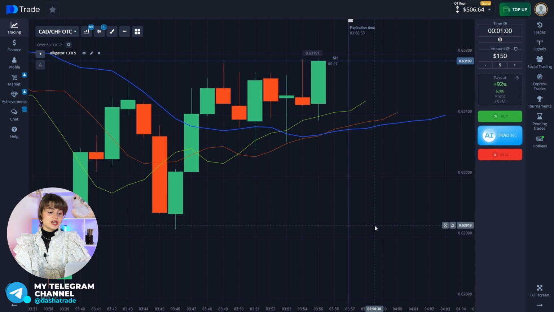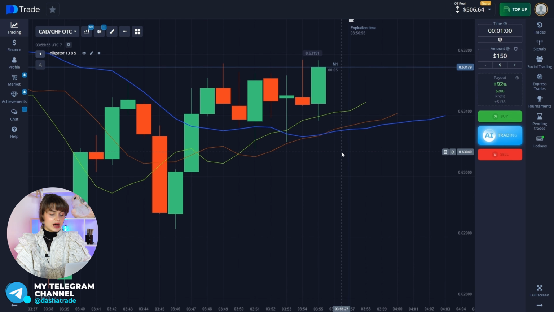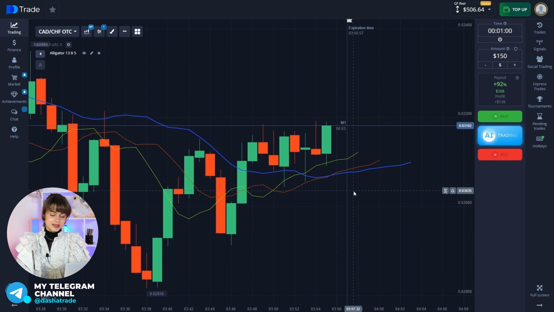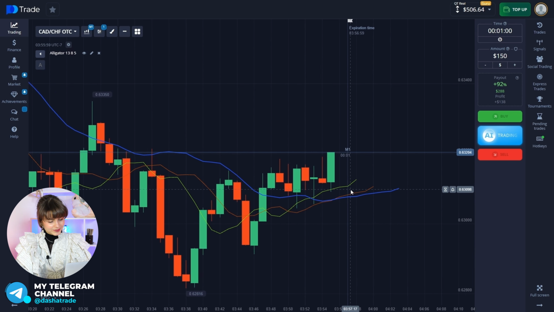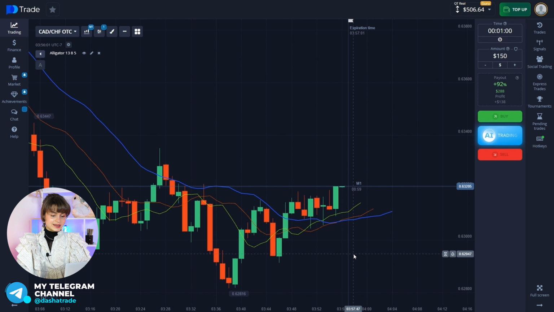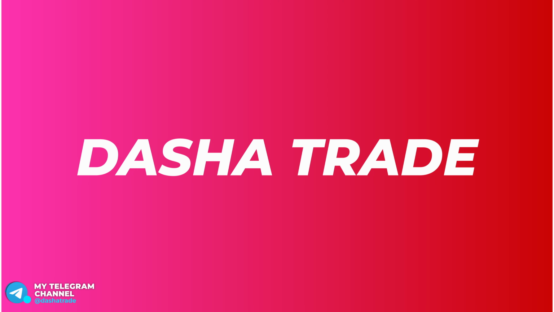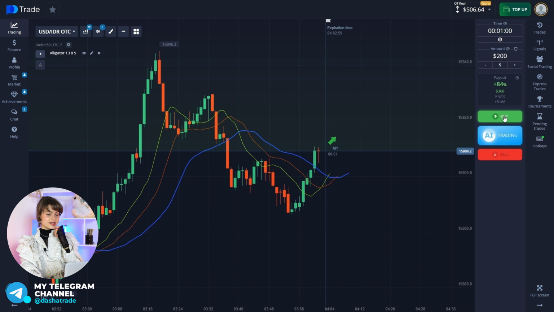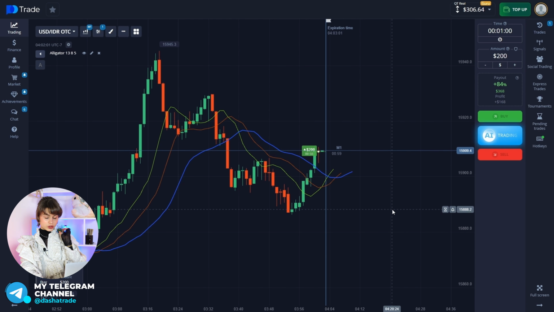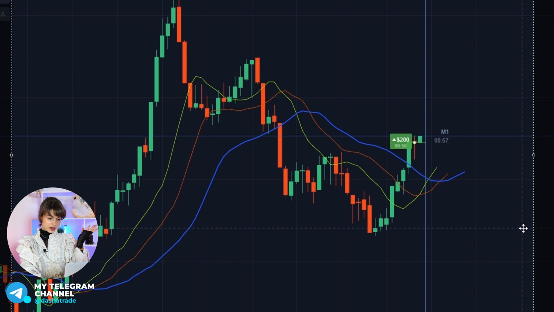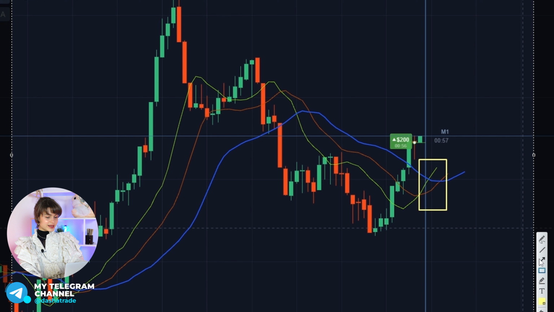Unfortunately, we didn't catch some good moment. Nevertheless, we managed to close this deal in a profit. Great. Let's look for one more case, and then we'll summarize results. I see an intersection, and I open a deal for $200 with higher. Okay, in this case, I see an intersection when two lines cross the blue one from bottom to top. This is a signal to bet higher.